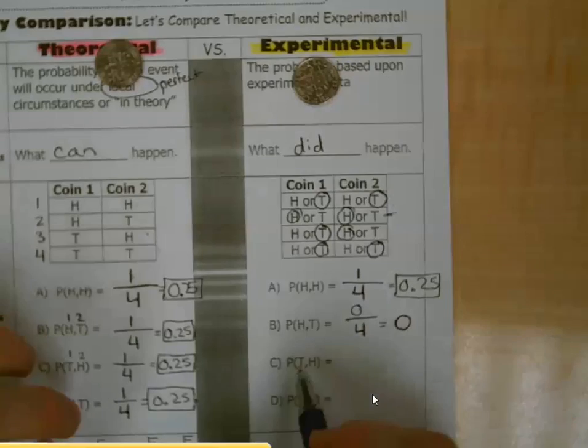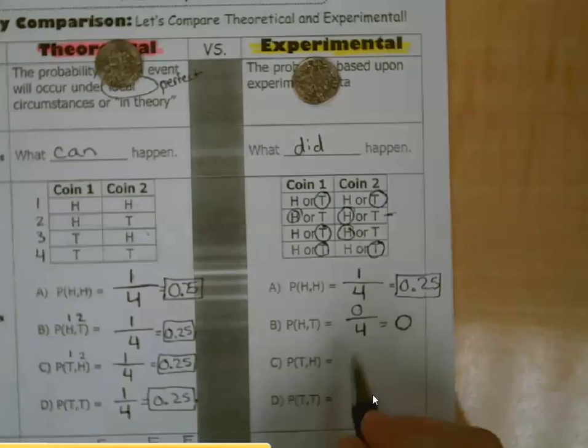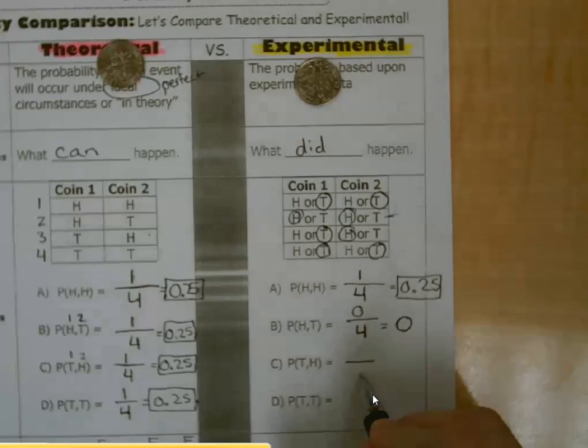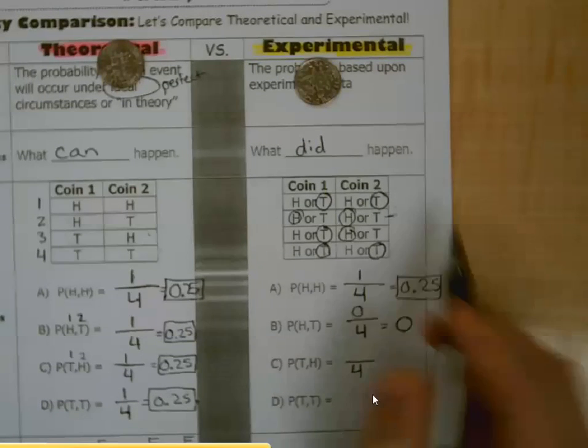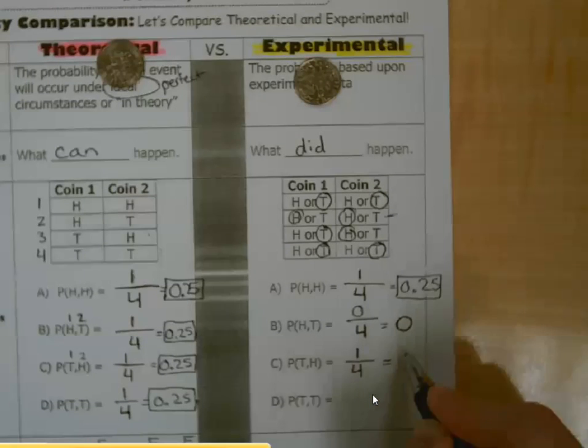In C, they asked for the probability that we would get a tails and then a heads. Once again, we did 4 trials, and one of them turned out to be tails and then heads. So we've got a probability of 25/100.